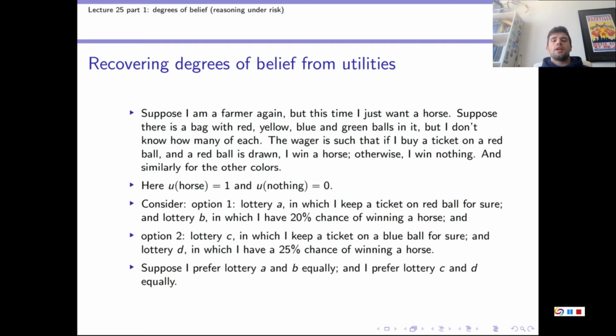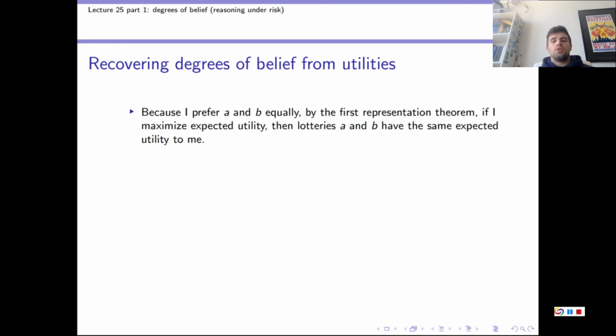Let's suppose further, like before, that I am indifferent between Lottery A and B, and I'm indifferent between Lottery C and D. So I prefer Lotteries A and B equally, and I prefer Lotteries C and D equally. Then using the first representation theorem, I can calculate my utility scale. So again, we're recovering utilities from preferences here. So how do we do that?